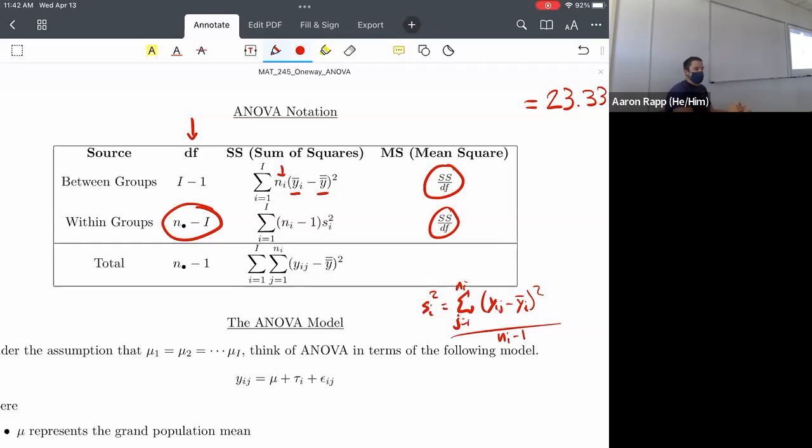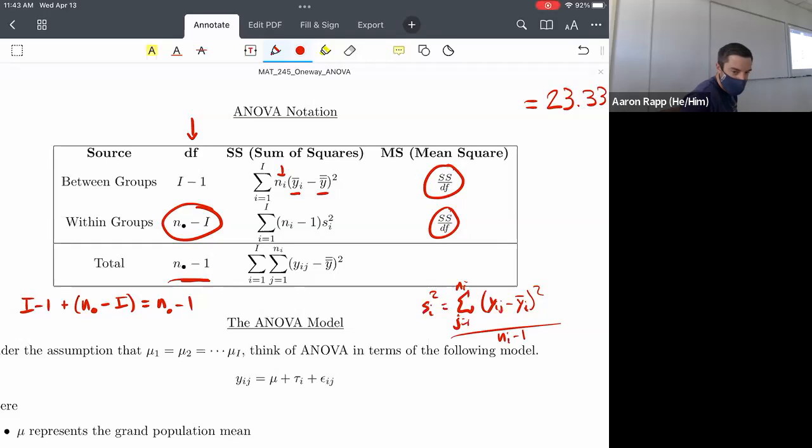Well, the first total, and this is just kind of a way to make sure I balance out all this information, is just going to be the number of observations that I have minus 1. And that's just coming from taking the degrees of freedom from between groups, I minus 1, and adding to it the total degrees of freedom for within groups. When I add this, I'll have an I minus 1 plus the n dot minus I. Those I's cancel each other out, leaving me with that n dot minus 1. So that's where that total comes through.